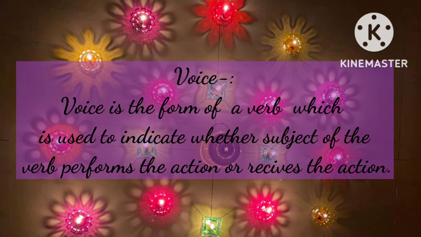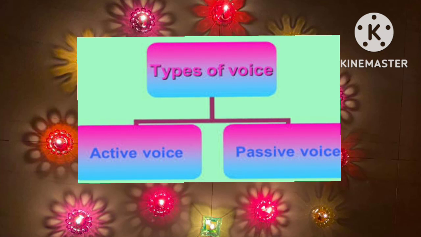Guys, voice is the form of a verb which is used to indicate whether the subject of the verb performs or receives the action. In simple words, we can say voice tells us whether the subject acts or is acted upon. Got it? Now let's know the types of voices.